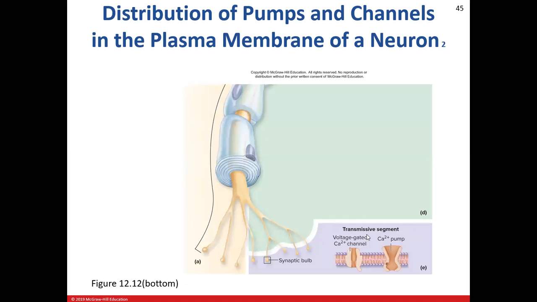And then here at the bottom, the last section, we get the transmissive segment. And that's again where we have our synaptic bulbs, axon terminals, and we're now able to release our calcium into the synaptic terminal to release our neurotransmitter.